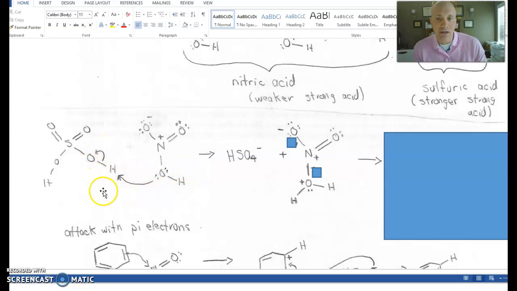And what that ends up creating is this structure right here. You'll notice down here, before we had two lone pairs, now we've just got one. That puts a formal charge on that oxygen right there.